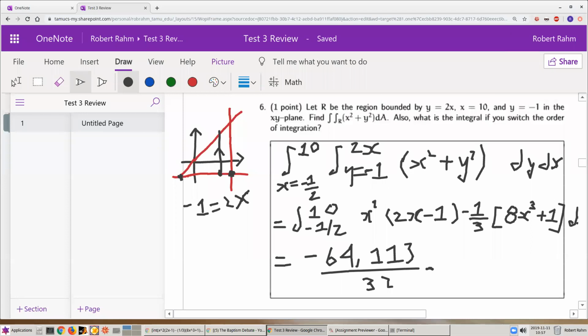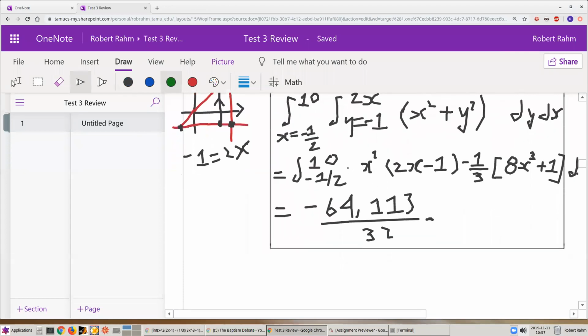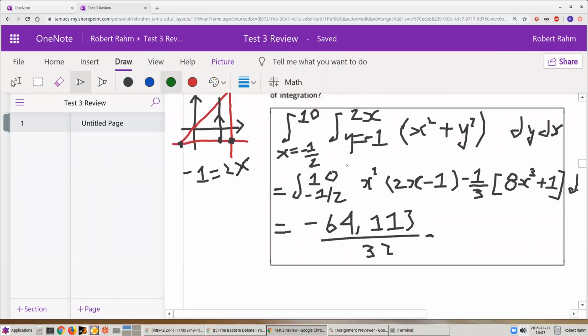Okay, so the next part of the question is what happens if we switch the order of integration. So instead of integrating with the y integral on the inside, we're going to integrate with the x integral on the inside. So that means we're going to fix a value of y, and we're going to integrate in this way. Okay, so let me come down here. This is going to be the x integral.